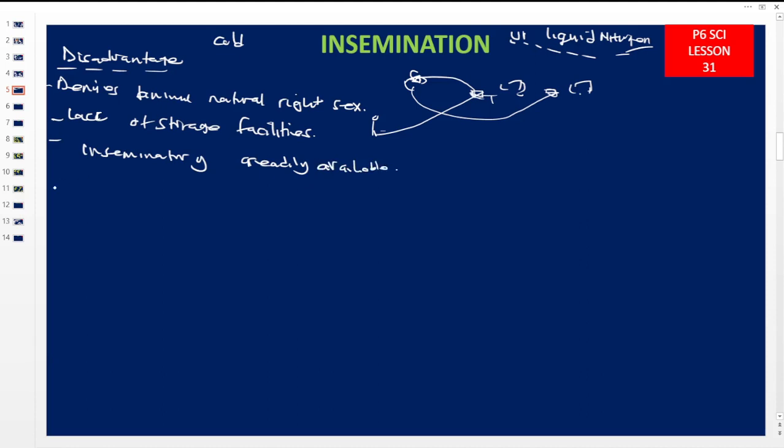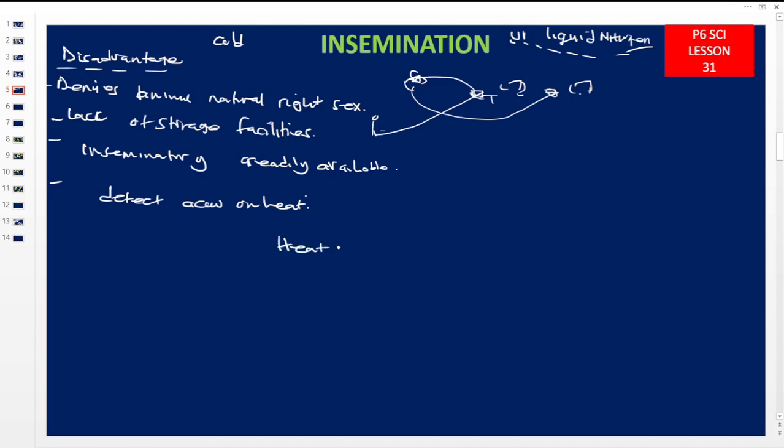Then again, some farmers may not be able to detect heat in cows. There are those farmers who are busy, so they cannot detect a cow on heat. Are you getting that? So those are some of the disadvantages.